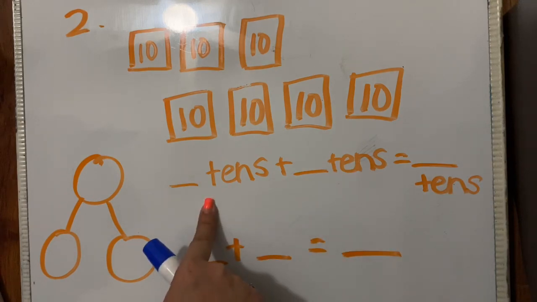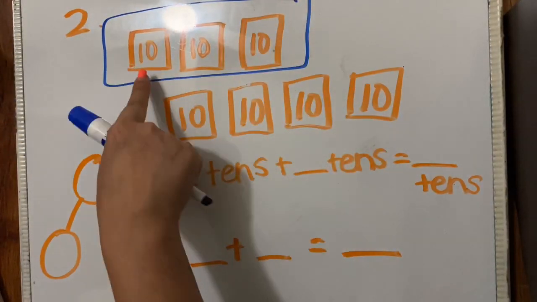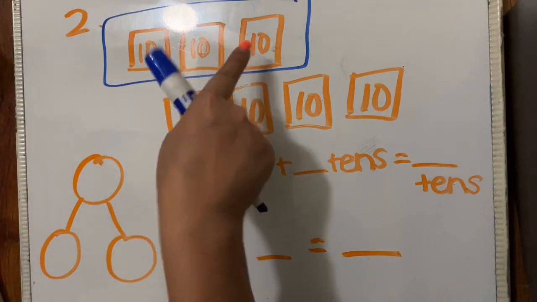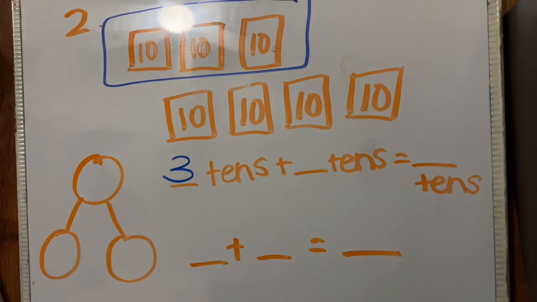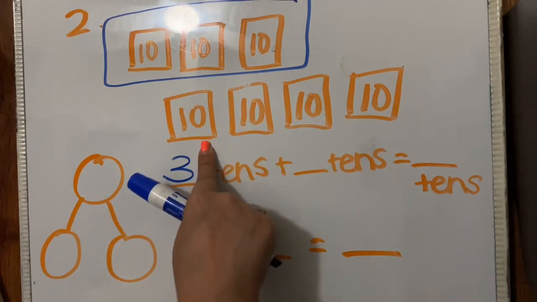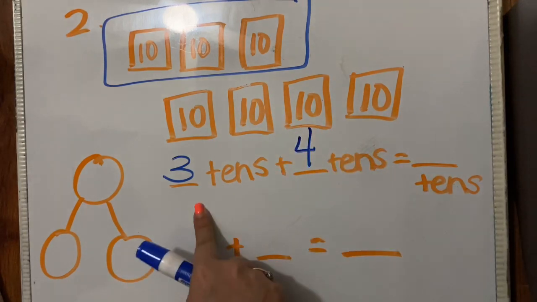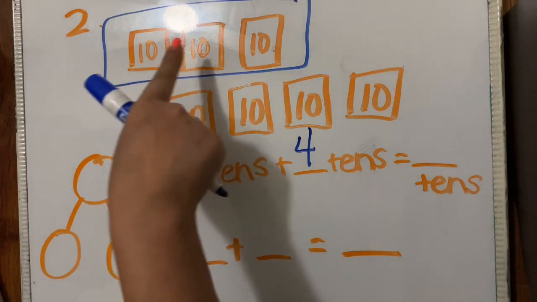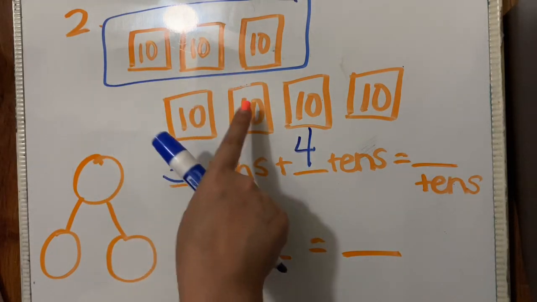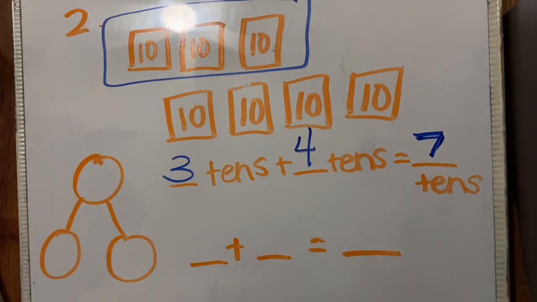So how many tens do I have in the top row right here? I have 1 ten, 2 tens, 3 tens. So I have 3 tens in the first row. And in the second, I have 1 ten, 2 tens, 3 tens, 4 tens. So 3 tens plus 4 tens equals, how many do I have all together? 1, 2, 3, 4, 5, 6, 7. So 7 tens. That part's pretty easy.